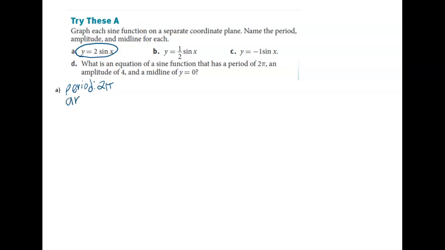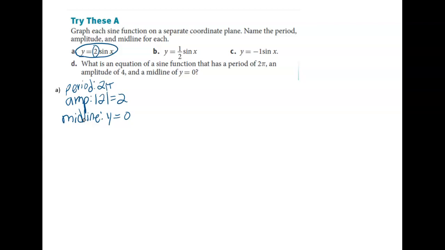The amplitude would be the absolute value of 2, or just 2. So that a value we learned is affecting amplitude. And our midline is still y equals 0, because again, nothing at this point has shifted that in all that exploration we've done.